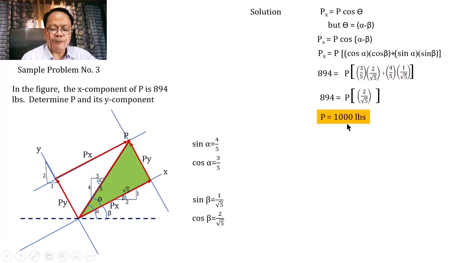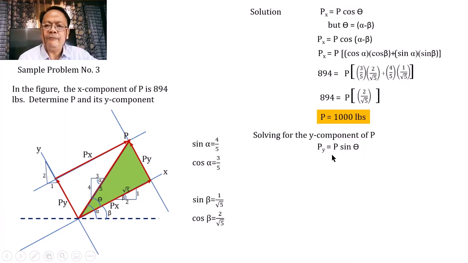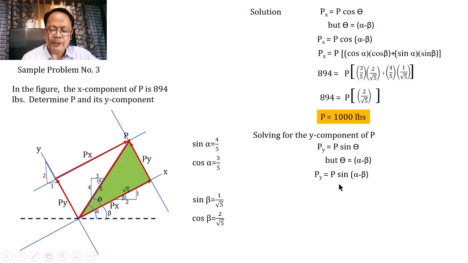Now, after you have computed for p, we can now solve for py using the same triangle. So that py is equal to p multiplied by sine of theta, because we already have solved for p, and we know that theta is the difference between alpha and beta. So we have here py equal to p times sine of alpha minus beta. We expand this sine of alpha minus beta, and that is equivalent to sine of alpha cosine of beta minus cosine of alpha sine of beta.